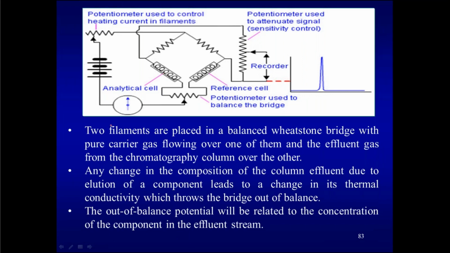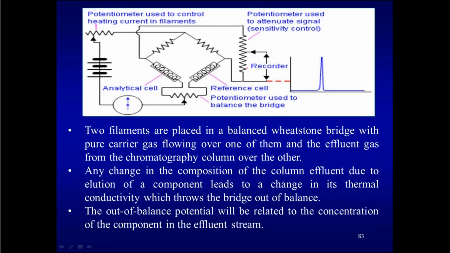This is the way this whole TCD works. The out of balance potential will be related to the concentration of the component in the effluent stream. So whenever there is a change, a deflection, a current flowing, you will immediately see a peak appearing in your recorder.